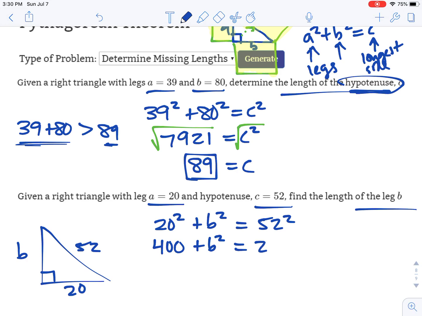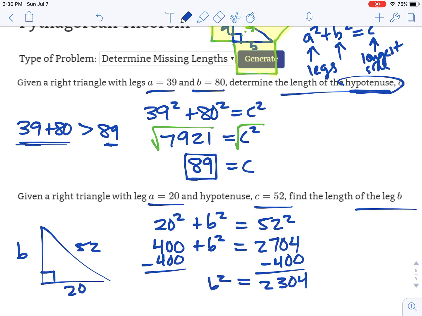Okay, so to solve this, we do 20 squared, which is 400, plus B squared equals 52 squared, which is 2,704. Then we just solve for B by doing minus 400. We get 2,304 equaling B squared. Again, we need a square root here because that would make no sense at all to be the side length if the biggest side is 52. So we're going to square root that in order to get B equaling the square root of 2,304, which is 48. And that makes a lot of sense because it's smaller than the biggest side.